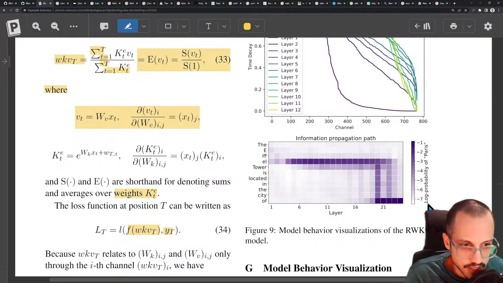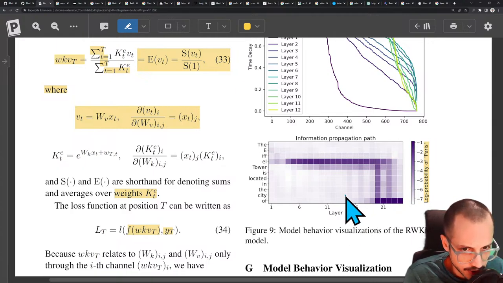Log probability of Paris. So at the end of the day, what the model is trying to output is a probability distribution over all possible tokens, right? So it's 50,000 numbers, where each of those numbers represents the probability of that specific word in the vocabulary being the right next word, right? So in this sentence here, the Eiffel Tower is located in the city of, the correct word is Paris, right?